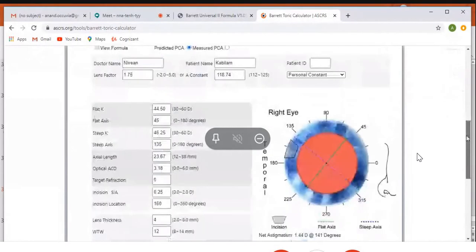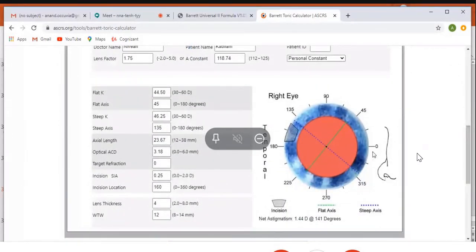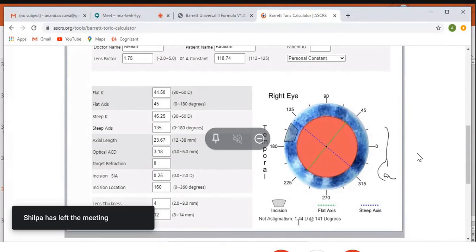a picture like this. Here you can see this is the flat axis. The flat axis is denoted by the green line, and the steep axis is denoted by the blue line. Then the incision which we mentioned here, 160 degrees. So the incision axis is 160 degrees, and it will give the net astigmatism value, which is nothing but the difference between the flat and steep axes.